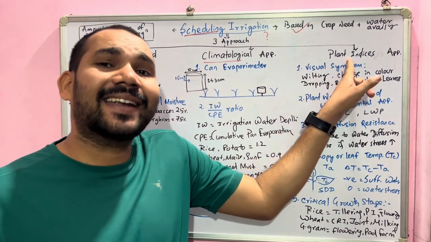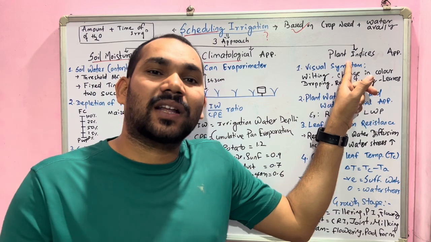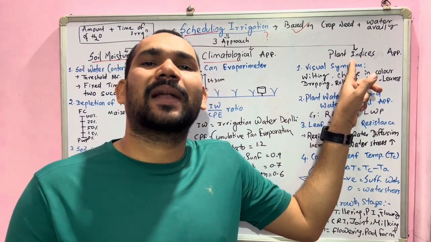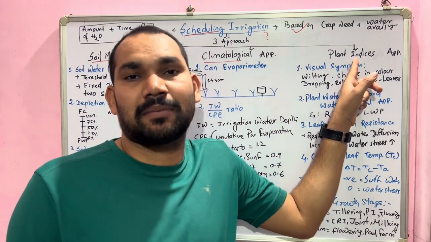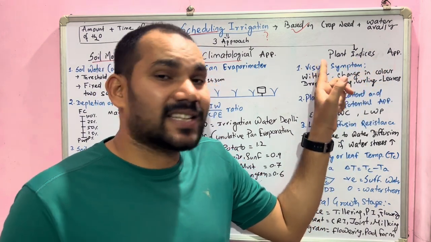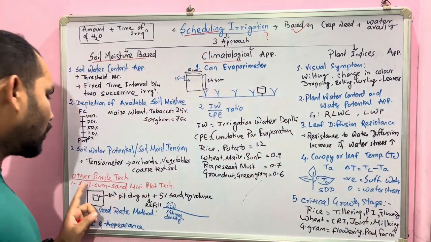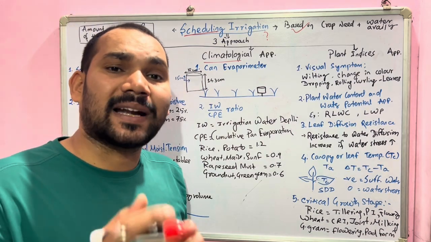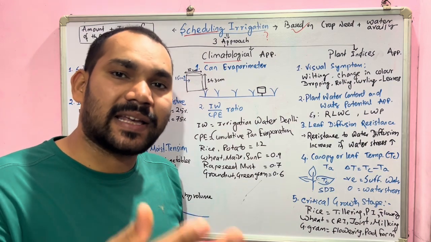Then coming to plant indices, this is very simple. As you know that as the water content in the soil is decreasing, that means the water content in the plant is also decreasing, and the symptoms like wilting will be shown by the plant. So these are the three approaches, and at last we will go for some simple technique which is a practical approach, and it can be done by the farmer very easily.